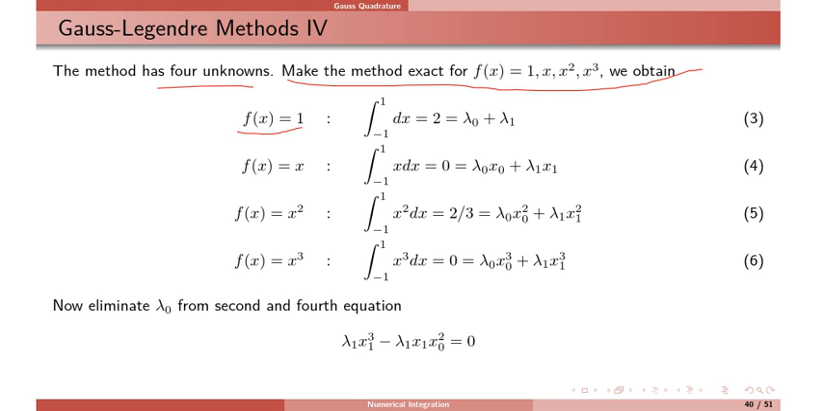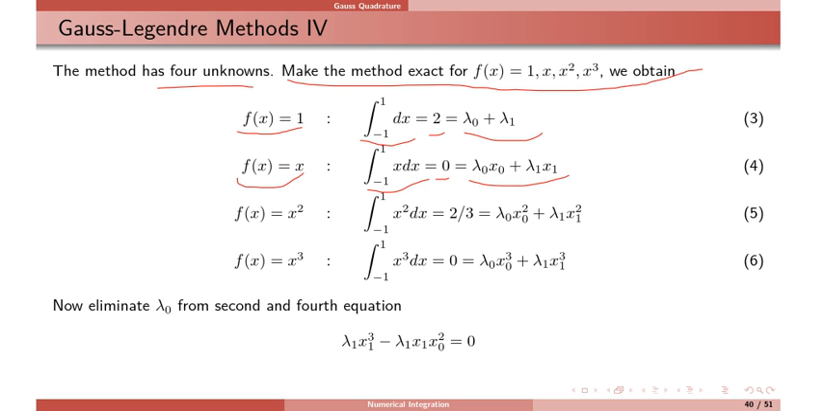The left hand side is integral from -1 to 1 of dx, which is 2, and the right hand side is lambda 0 f(x0) plus lambda 1 f(x1). f(x0) and f(x1) both are 1 as f(x) is 1. So this is the first equation. Then fit f(x) equal to x, then the integral from -1 to 1 of x dx, the answer is 0, and the right hand side is lambda 0 f(x0) plus lambda 1 f(x1).